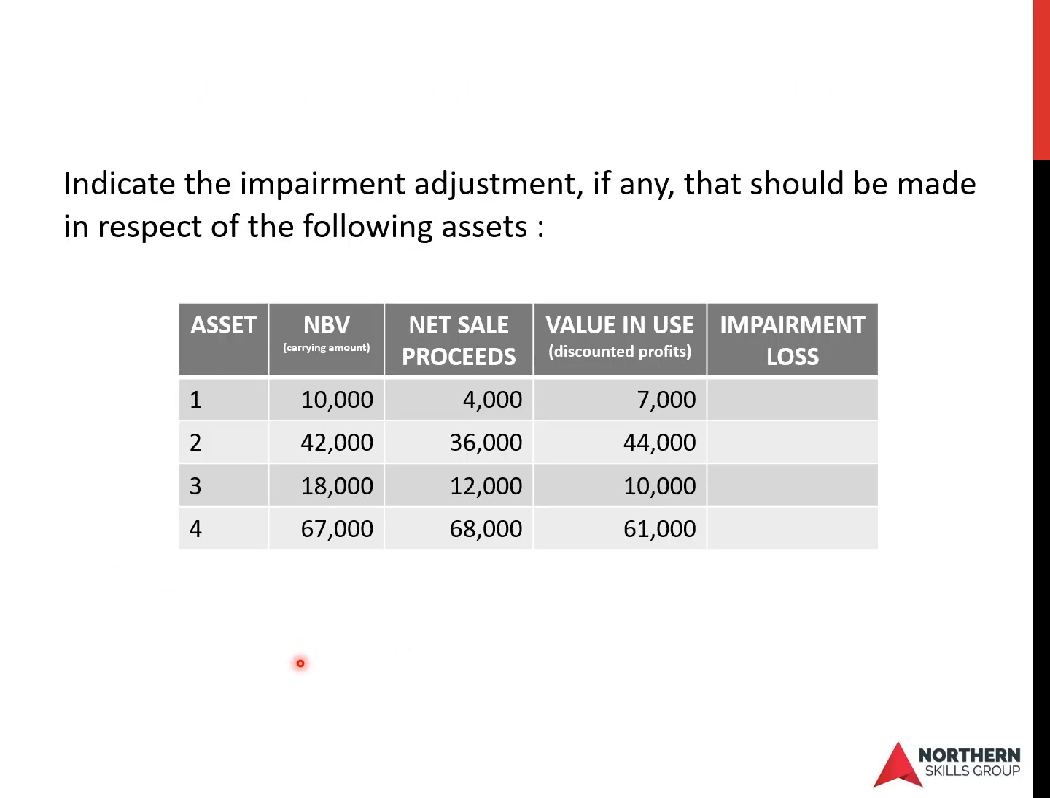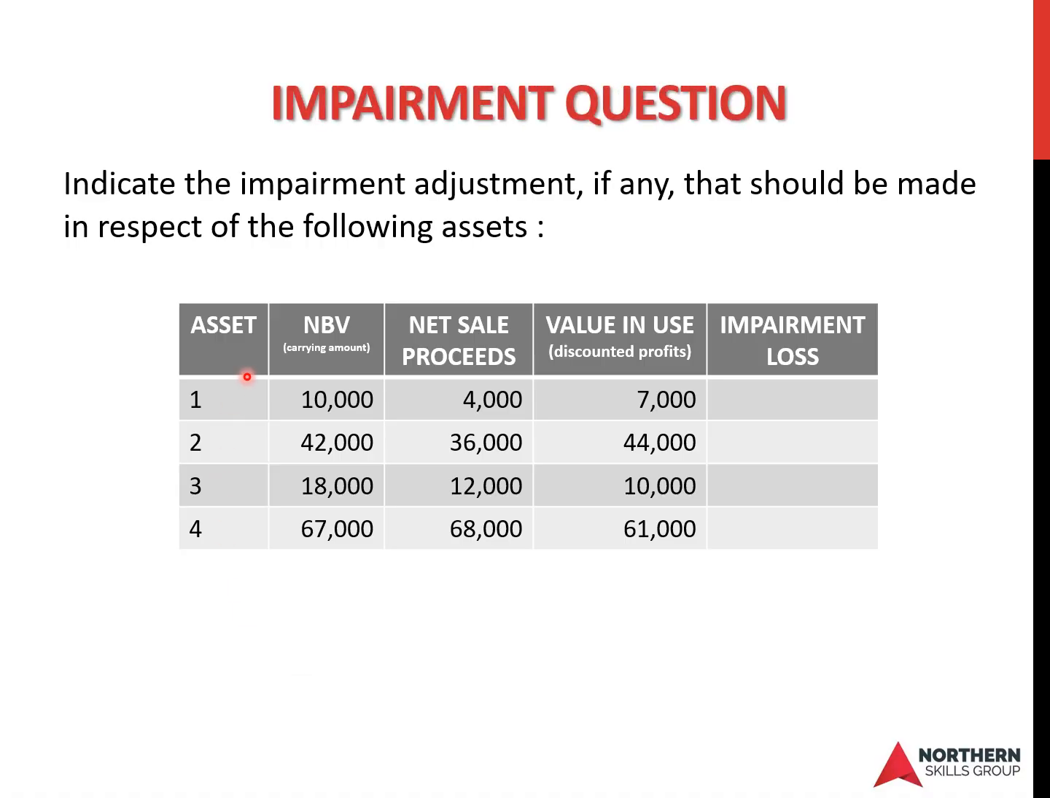So here we've got 4 assets, and this is the figure from the statement of financial position, the carrying amount. This is what it could be sold for, less cost of sale, and this is the value in use. This is the discounted future profits that can be attributed to that particular asset. Now just pause the presentation and see if you can work out how much, if any, needs to be written off of those assets as far as an impairment loss is concerned.